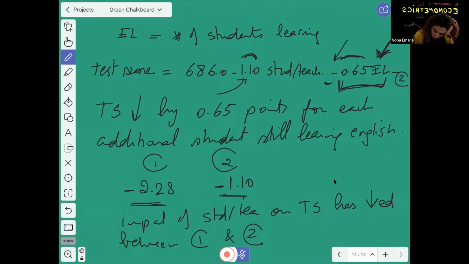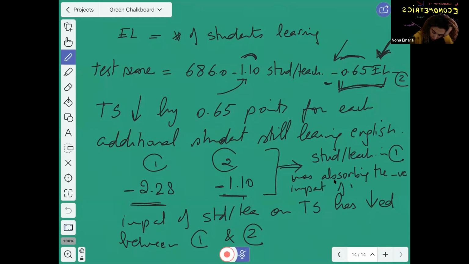So this conclusion is just an indication that the student per teacher ratio in model 1 was absorbing the negative impact of EL that was omitted from model 1. We forgot to include it, or we didn't include it. So once we have included it in model number 2, this impact has decreased.